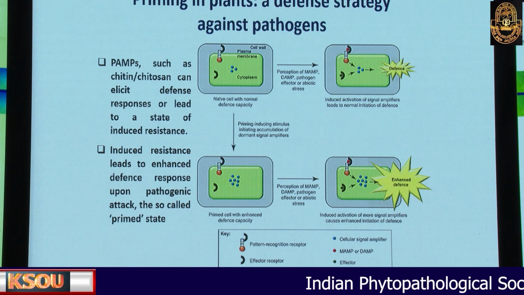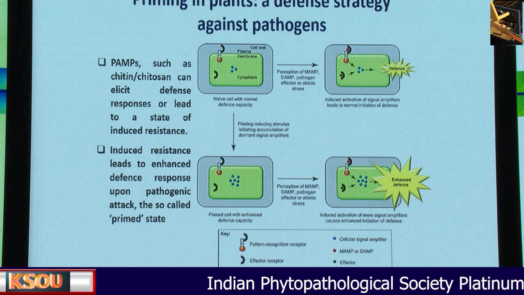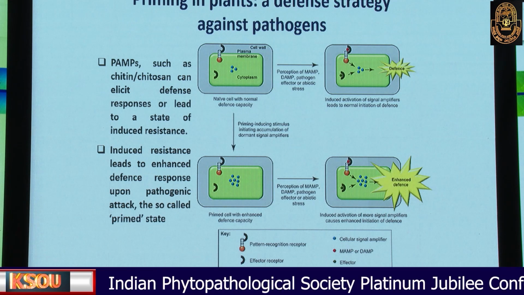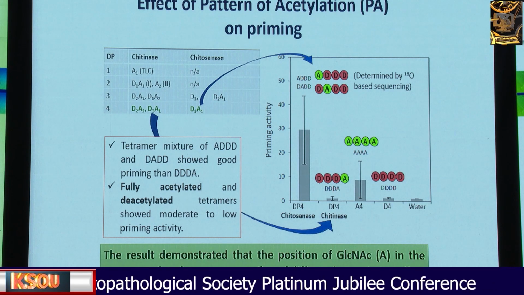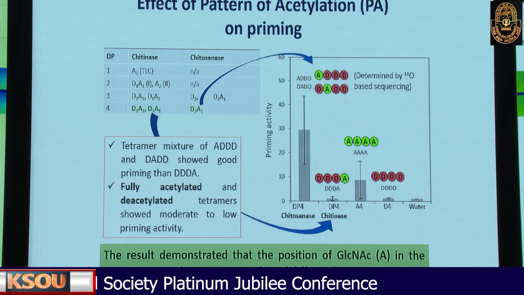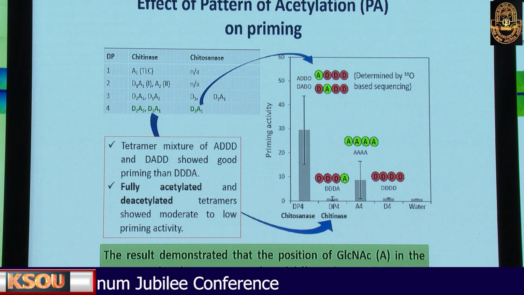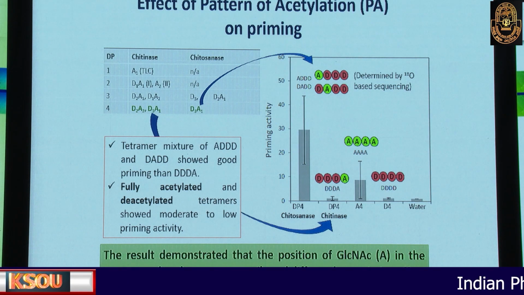And since we know Uwe Conrath is a very well-known researcher in plant priming, we looked at these molecules as agents for priming. Jointly, our assumption was that not only the degree of polymerization and the degree of acetylation, but also the pattern of acetylation on these oligomers could be important in inducing biological activity. In our case, it is the induction of the priming system. That is what we try to understand.